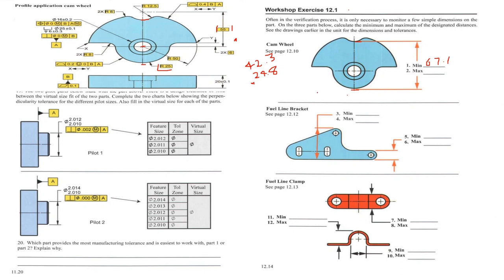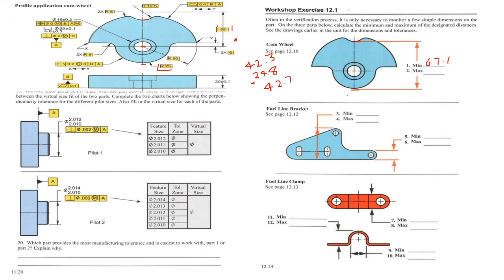And for the maximum value, again we subtract 12.5 from 55. We get 42.5, and we add this 0.2 tolerance, which is the profile tolerance. So 42.5 plus 0.2 is 42.7.